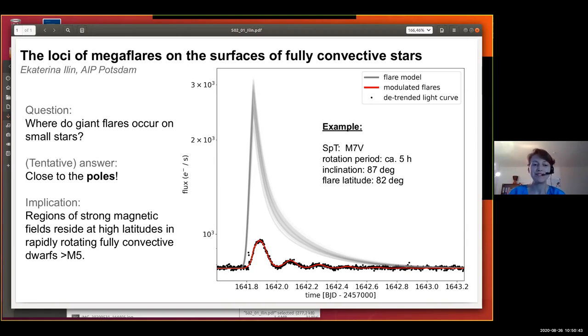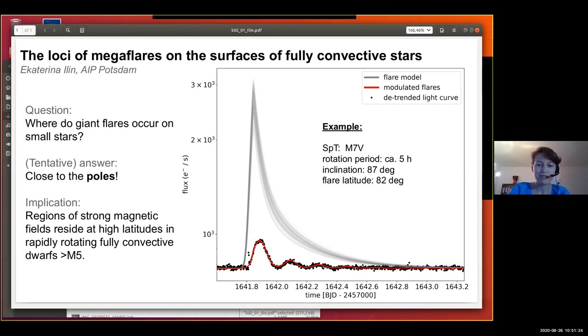Now please look at the gray lines. We built a model that predicts that these gray lines represent the event, the flare, that actually happened on the star. So a pretty big one. Now look at the red line that you might have trouble seeing because it overlaps so well with the black dots. This is what this flare, according to our model, is supposed to look like to the observer. So it starts behind the limb. That's why we don't see the peak. And then it comes into view and rotates in and out of view a couple of times.